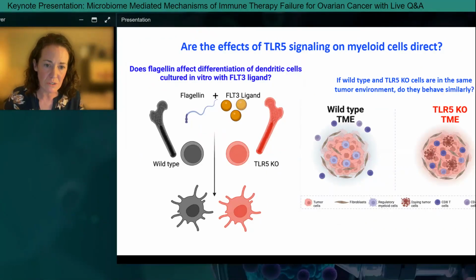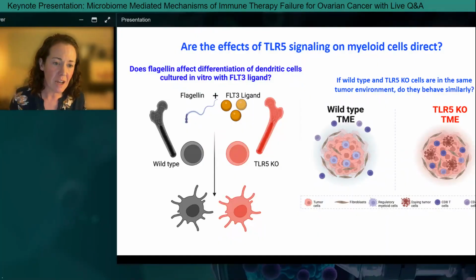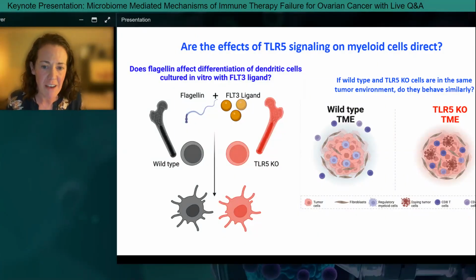And so we used two different strategies. The first strategy we used was an in vitro culture system where we tried to expand these cross-presenting dendritic cells with FLT3 ligand plus or minus chronic or acute flagellin exposure. And so this is happening in the absence of any tumor-derived factors. We also used a second approach where, because everything we've done to this point is in separate tumor microenvironments, we wanted to put the wild-type and TLR5 knockout cells into the same microenvironment to test whether they are behaving the same, because this would indicate either a direct effect or maybe some microenvironmental factor that we've missed.